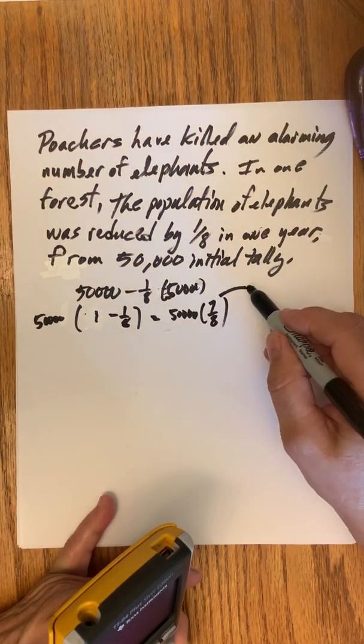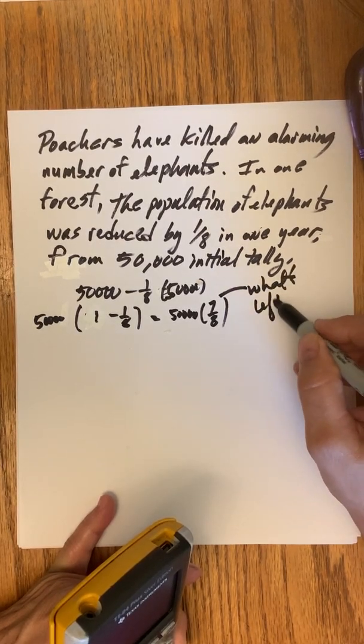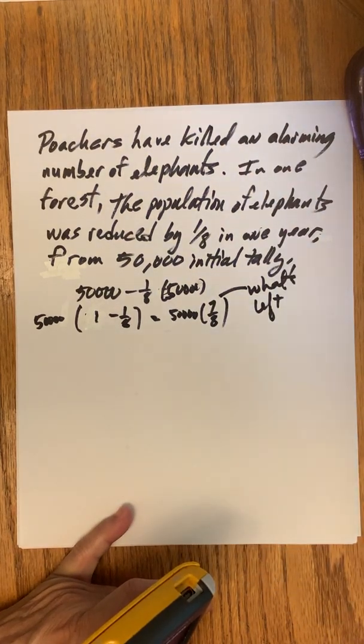Okay, so this is really what's left. That's what you want to multiply by: what's left. So what happens then is, let's see.